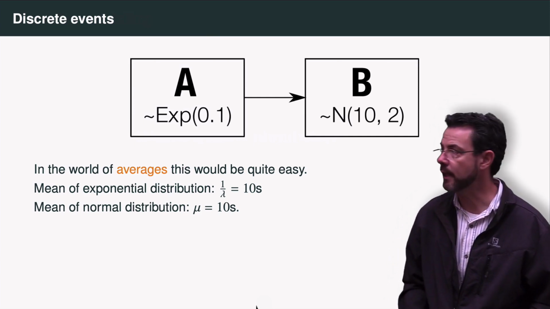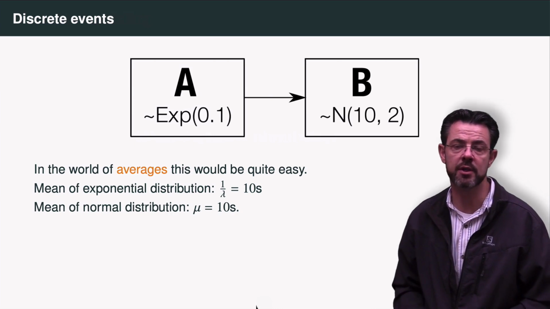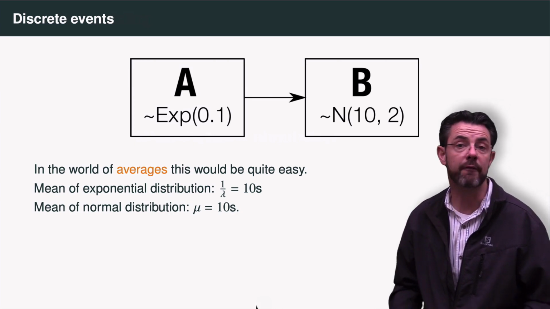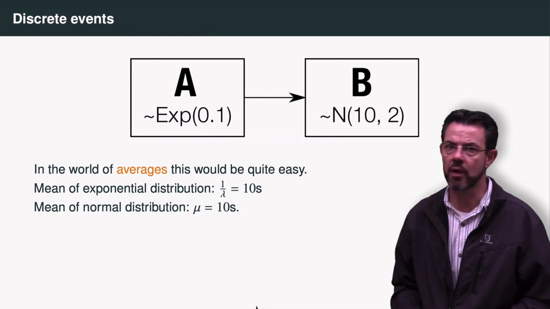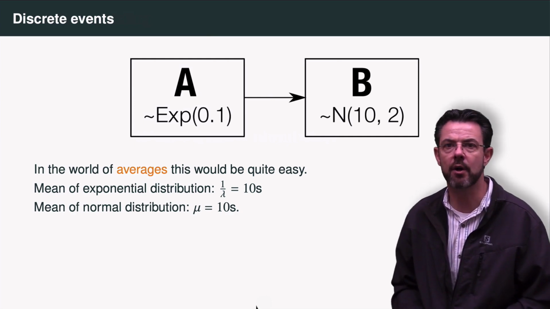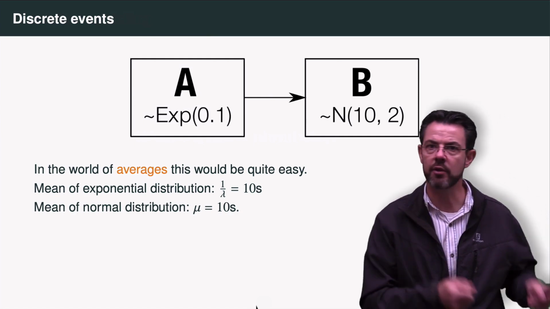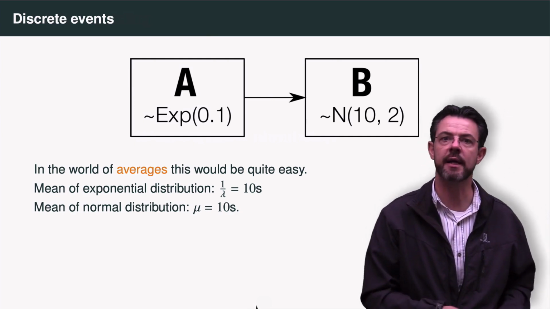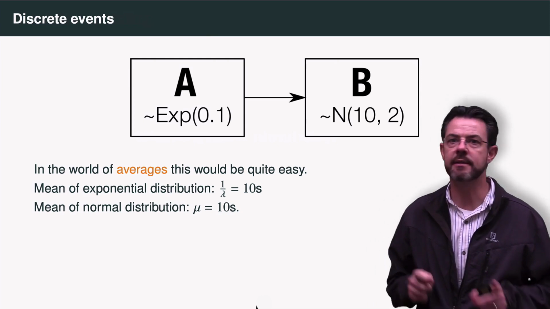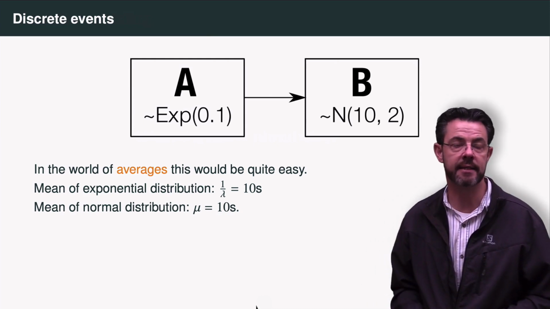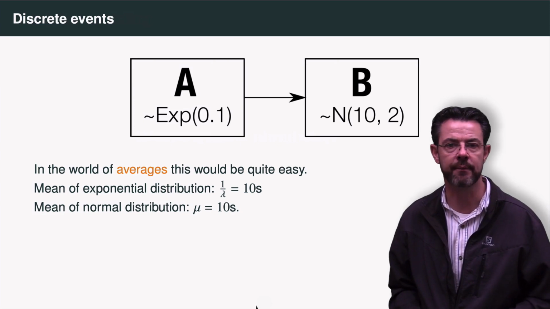So if you were to predict how this random process will perform, you might say that there won't be any buildup of material at all. Process A takes on average 10 seconds. It will pass on the unit to process B, which will also take 10 seconds. And every 10 seconds, a part is produced on this production line.